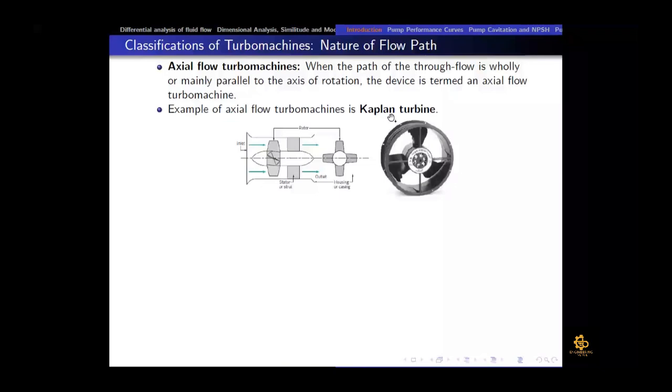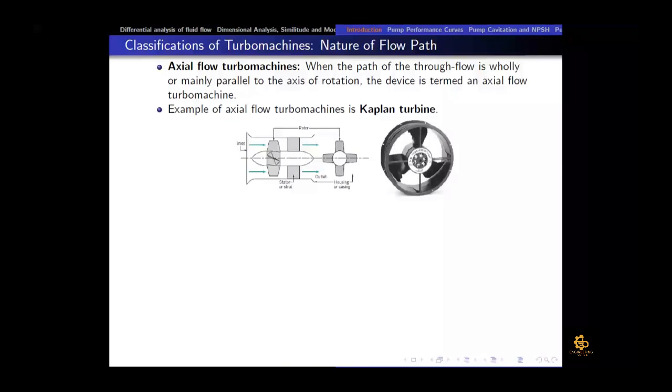So the flow comes from here and then it travels in the axial direction along the rotating shaft, right? One example of axial flow turbomachines is the Kaplan turbine, as well as the fan which is installed in our laptop, right? And another example is the fan which is installed in front of radiators in cars. So that is also a kind of axial flow fan, or turbomachine, right?